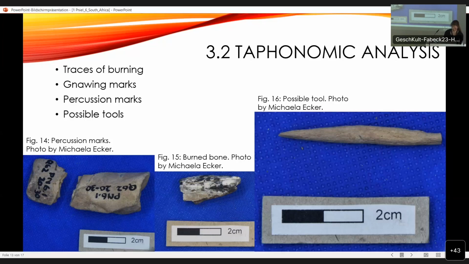And all in all, we have only few altered bones, actually, and by gnawing marks, we can also see an impact of humans and carnivores in our sample. And all in all, the human impact is not big, but it is there.